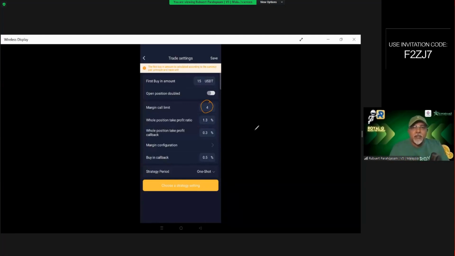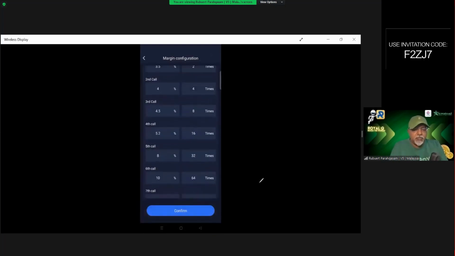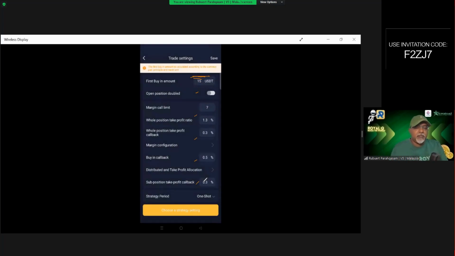So let's take a look at this. I'm going to use an example with 4 calls, yeah? Or maybe, never mind, I'll go to 7 calls. It's okay, 7 calls. Let me go into margin configuration and understand it. Now with 7 calls, I will have 7 calls here, which is great. My multiple buy-in ratio, can you see this? I'm using double up: 4, 8, 16, 32, 64, 1 to 8. This is all double up.